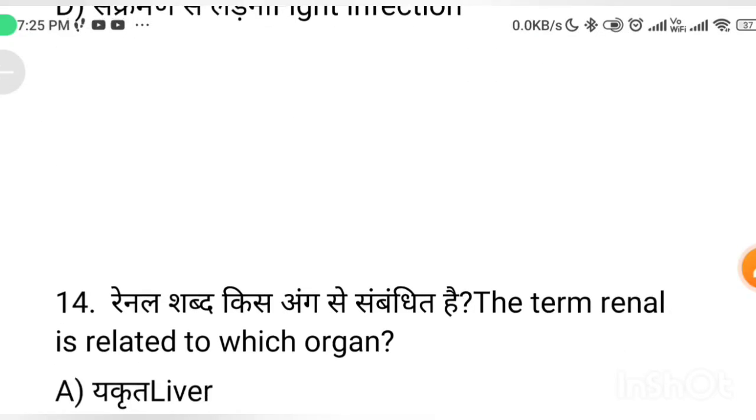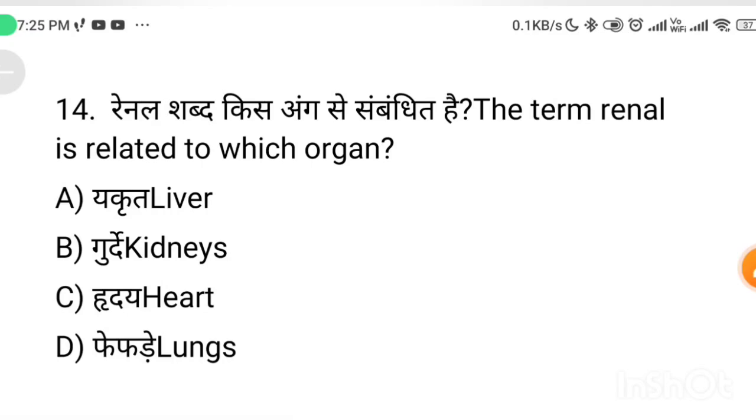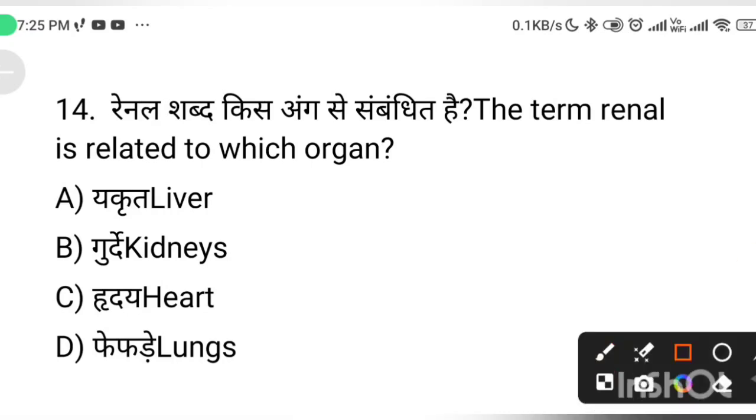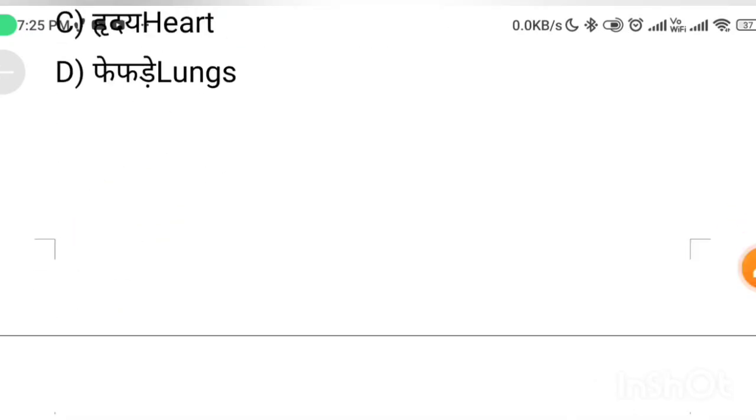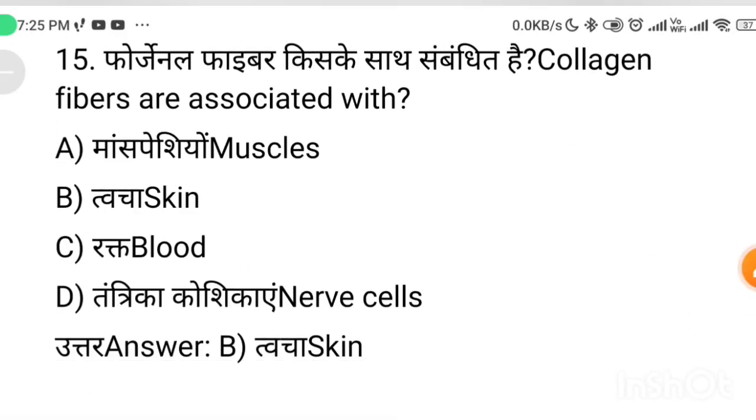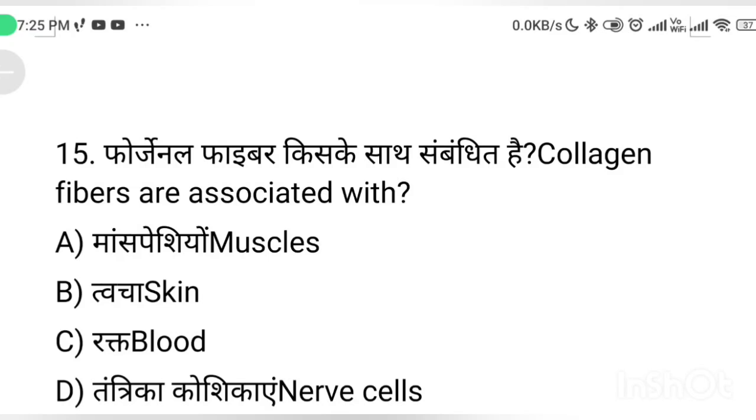Next question. The term renal is related to which organ? Option A, liver. Option B, kidney. Option C, heart. Option D, lungs. Correct answer is option B, kidney. Collagen fibers are associated with. Option A, muscles. Option B, skin. Option C, blood. Option D, nerve cells. Correct answer is option B, skin.